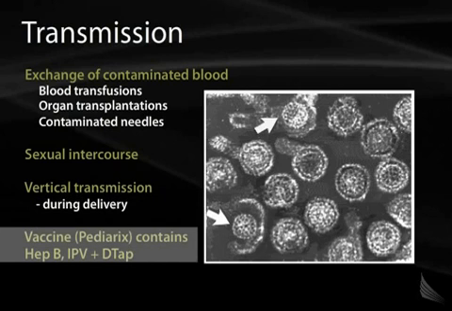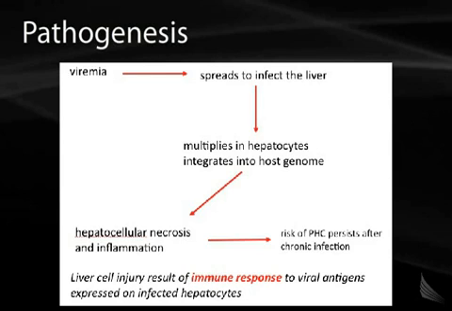There is a vaccine available which contains hepatitis B, IPV, and DTaP. Pathogenesis. Hepatitis B leads to viremia, which spreads to infect the liver. Once it gets to the liver, it multiplies in hepatocytes and integrates into the host genome.